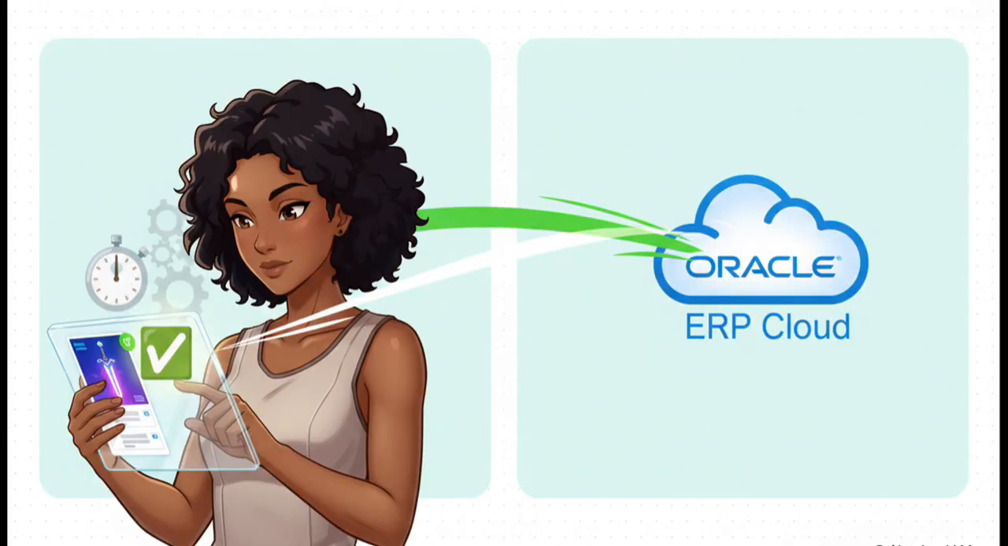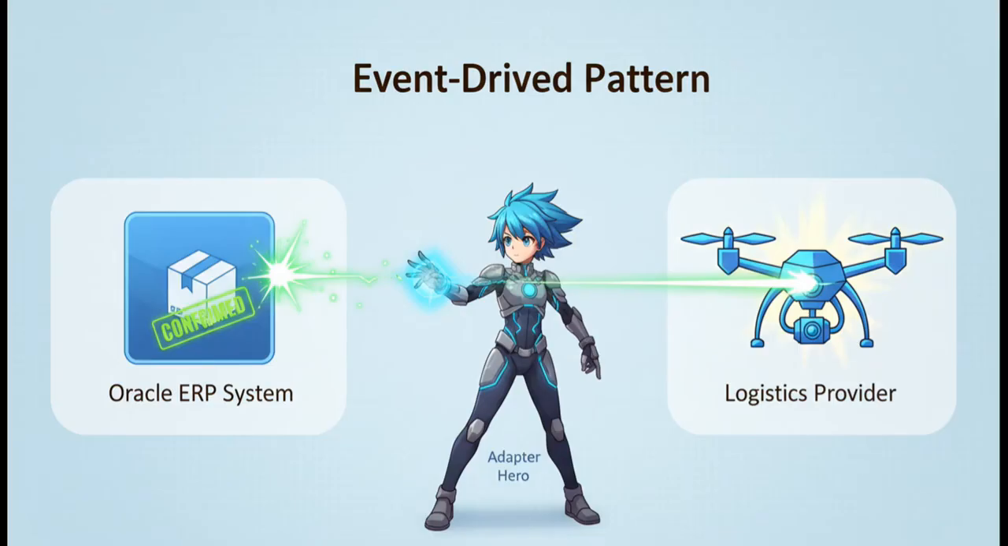Pattern number one is real time. This is for all those times when you need an answer like right now. A perfect example is checking inventory levels while a customer is on your website about to place an order. You can't have them waiting around. This pattern uses REST or SOAP services to get that immediate feedback, which keeps your data consistent and always up to date.